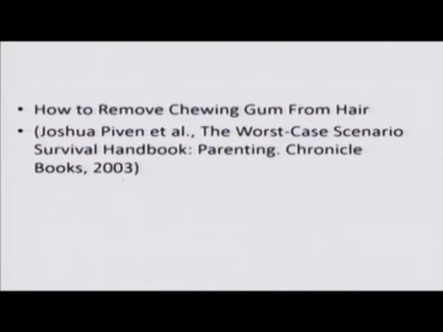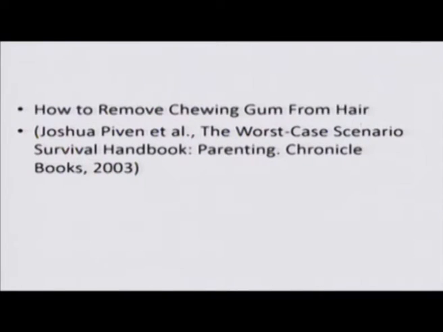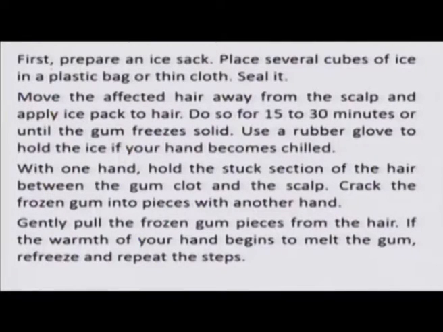We will now look at a sample directional process analysis. This is about how to remove chewing gum from hair. Let us look at the text. First, prepare an ice sack. Place several cubes of ice in a plastic bag or thin cloth. Seal it. Move the affected hair away from the scalp and apply the ice pack to the hair. Do so for 15 to 30 minutes or until the gum freezes solid. Use a rubber glove to hold the ice if your hand becomes chilled.